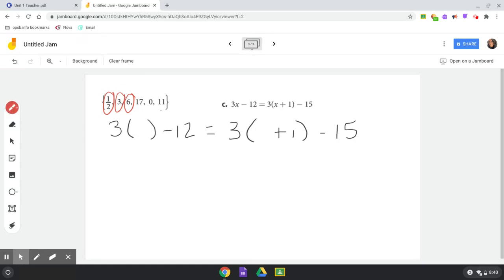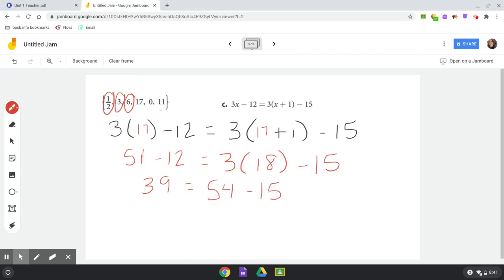All right, now let's go to 17. Substitute 17 for the value of x. I've got 3 times 17, which is 51, minus 12, equals 3 times 17 plus 1 is 18, minus 15. 51 minus 12 gives you 39. 3 times 18 gives you 54. And 54 minus 15 would end up giving you 39. So 39 equals 39, which is a true statement. So 17 is a solution.